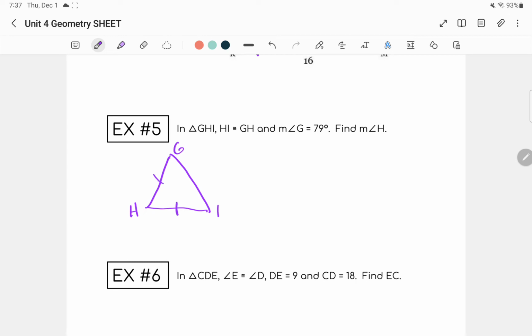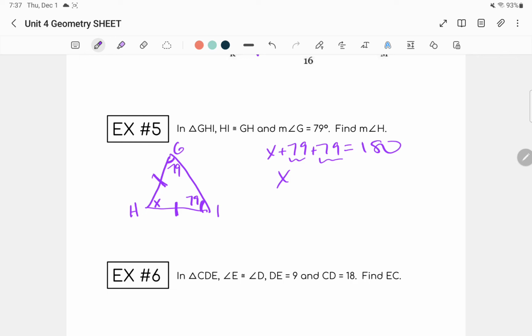So that means this side is congruent to this side. And then MG is 79. So find MH. So if these two sides are congruent, that means this angle and this angle are congruent. So I can label this one as 79. So at H, I'm going to have to put an X here. And I can go ahead and add these to 180. So X plus 79 plus 79 is equal to 180.